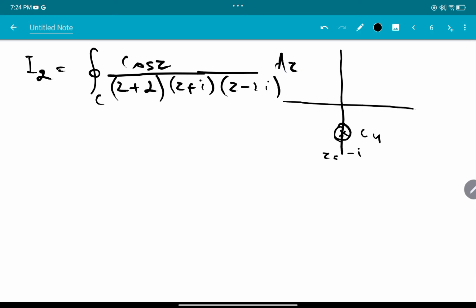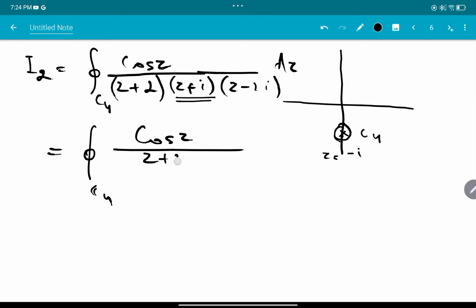Now we have this C4 as our path, and within this C4 there is just one singularity, z plus i. These two are not singularities now. They will be absorbed in cos z, and the whole thing will become f(z): the integral over C4 of cos z divided by (z plus 2) into (z minus 2i), leaving behind the singularity factor. The singularity factor is z plus i, dz.